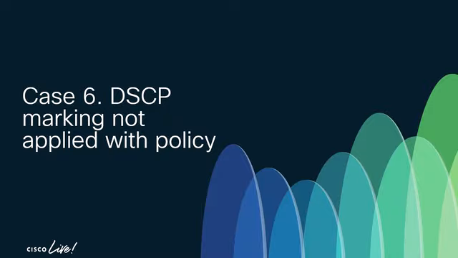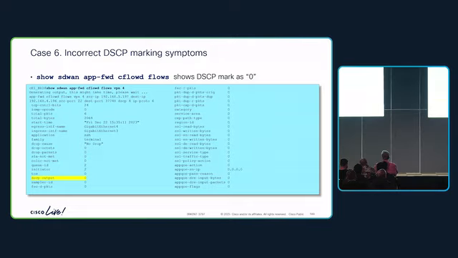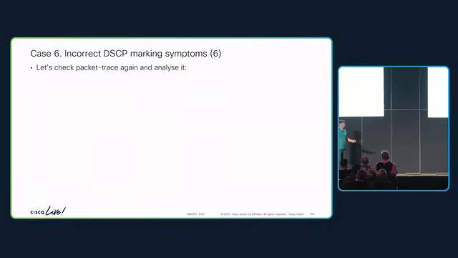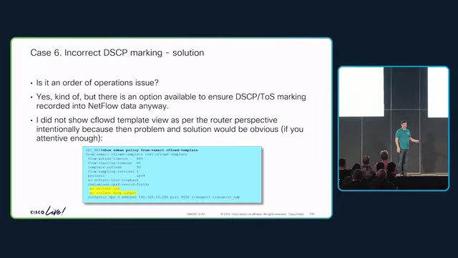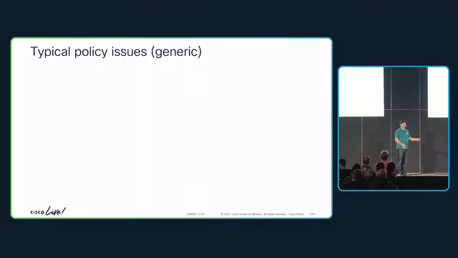This one we are going to skip, and in essence, let's proceed to the summary. This case is very simple. You can follow it later through my slide deck. It's also kind of misconfiguration with cflow template.